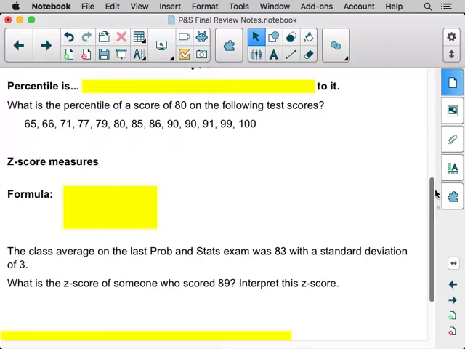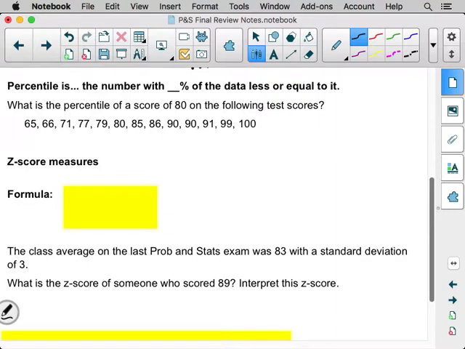Another thing, when we first started Chapter 6 is about percentile. A percentile is a number with a certain percent of the data less than or equal to it. So if we're looking for the percentile of a score of 80, well, remember the first thing we need to do is count, well, how many things are less than or equal to it. So here I see 1, 2, 3, 4, 5, 6. There are 6 numbers less than or equal to the 80.